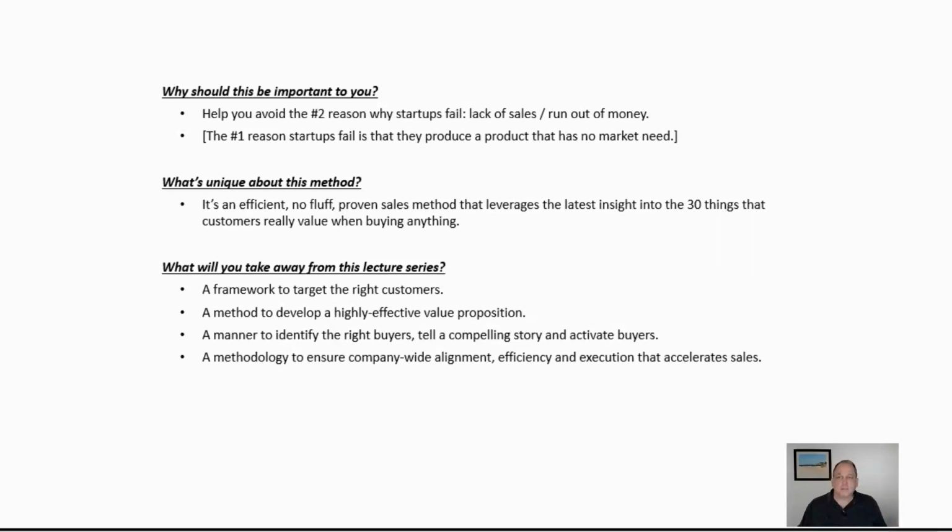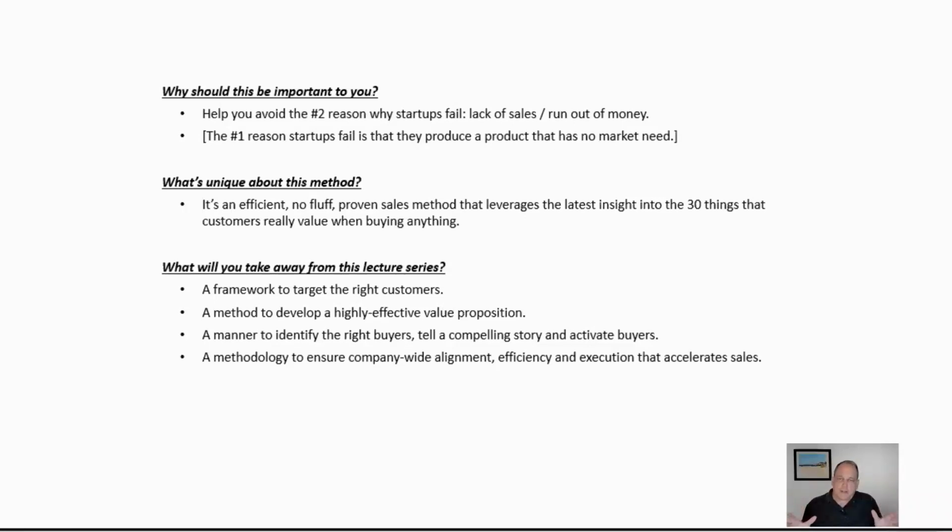The first one is, why is this important to you? Secondly, what's unique about this method? And thirdly, what will you take away from this lecture series? Well, to the first question, as I mentioned already, the number 2 reason why startups fail is because they fail to sell their product and they run out of cash. And of course, that begs the question, what's the number 1 reason why startups fail? Well, it's because they do not build a product that actually meets a market need. What's unique about this method?